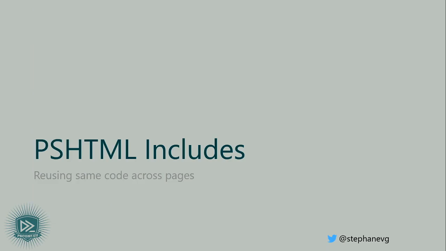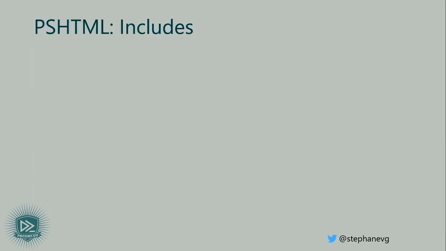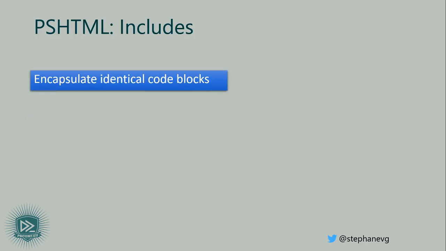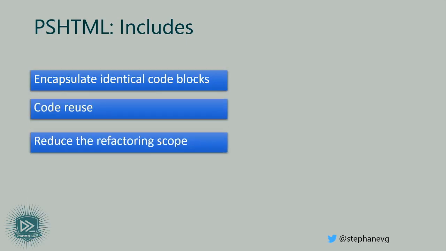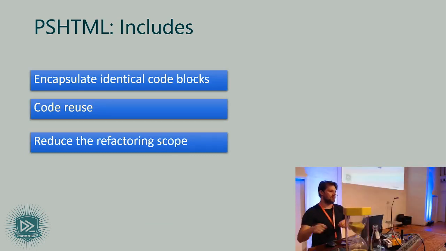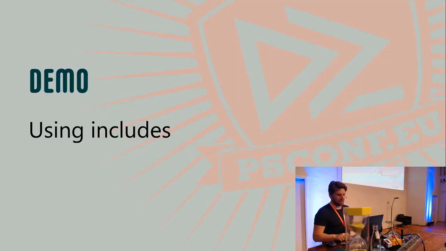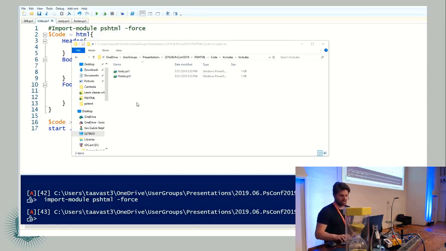Now, includes. In PSHTML, it's possible to use something I call include, and it's simply to help you encapsulate identical code blocks. It's also good for code reuse and to reduce the refactoring scope. A good example is a footer or a menu that you have on one page and you want on several different web pages. You write it in one specific file and simply call it with an include, and you can reuse the same chunks of code, which is also great when you need to update it. You don't have to update it in several places.